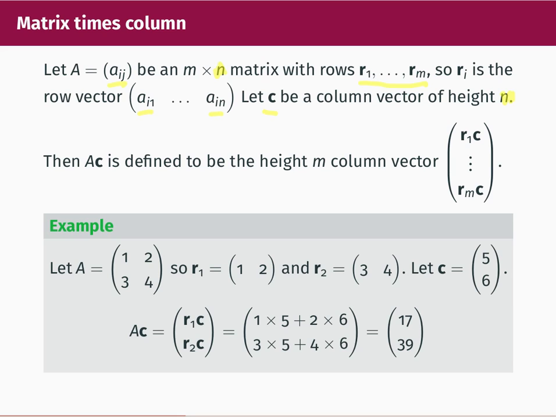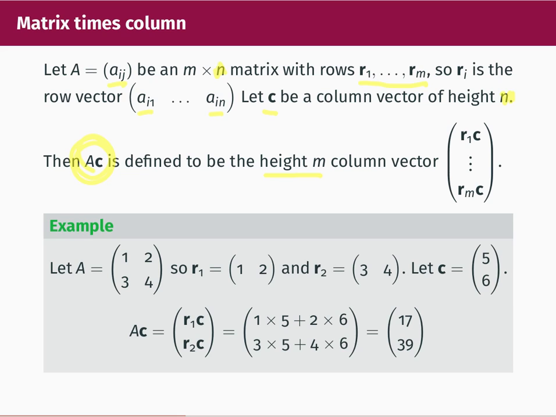If we then let c be our column vector of height n, then we define the matrix product A times c to be the height m column vector, which you get by doing r1 times c in the first place, r2 times c in the next place, down to rm times c in position m.